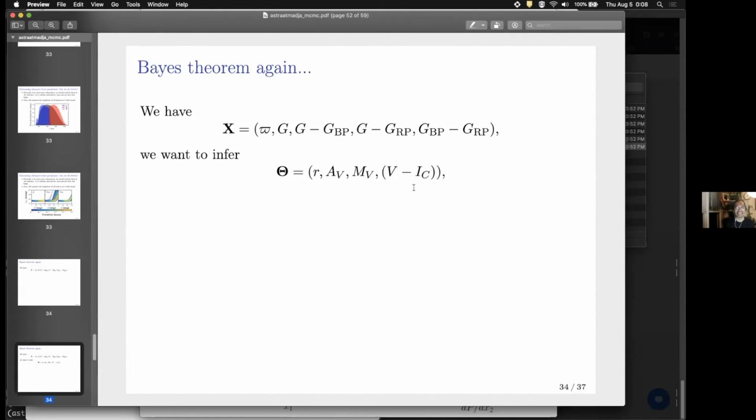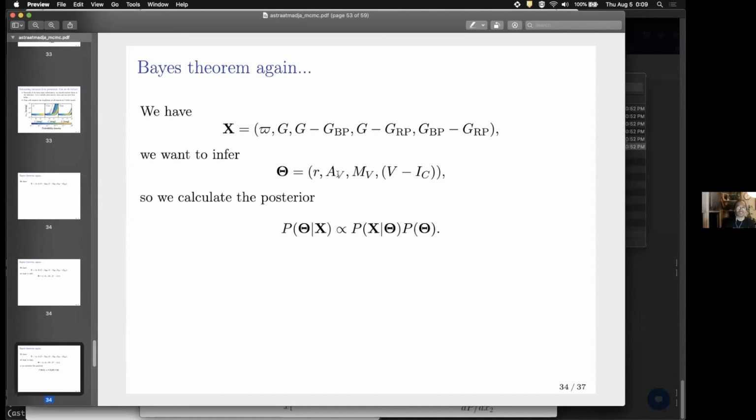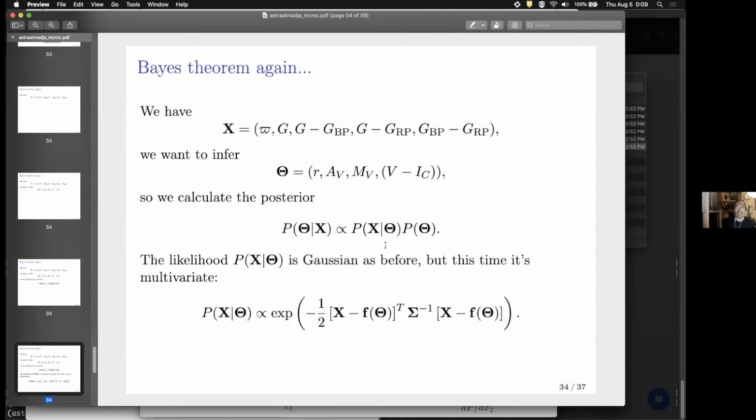This is why we have to include color and absolute magnitude at the same time, because our prior is an HR diagram, and also because what we observe suffers extinction by interstellar matter. So we also have to figure out how big the interstellar absorption is. Then we can calculate the posterior as usual, and the likelihood is still a Gaussian.